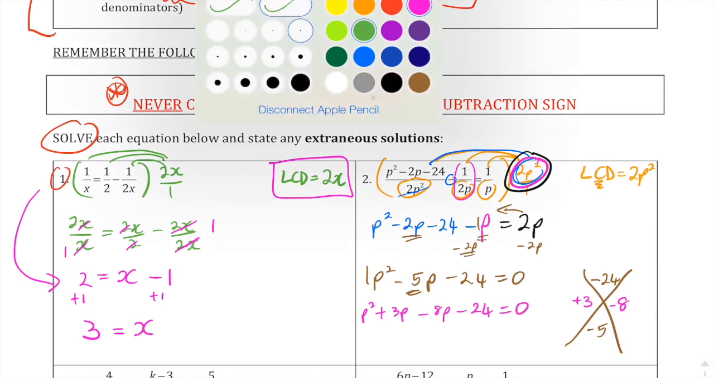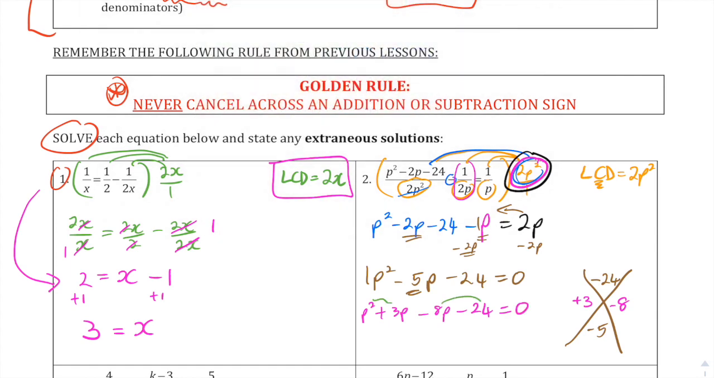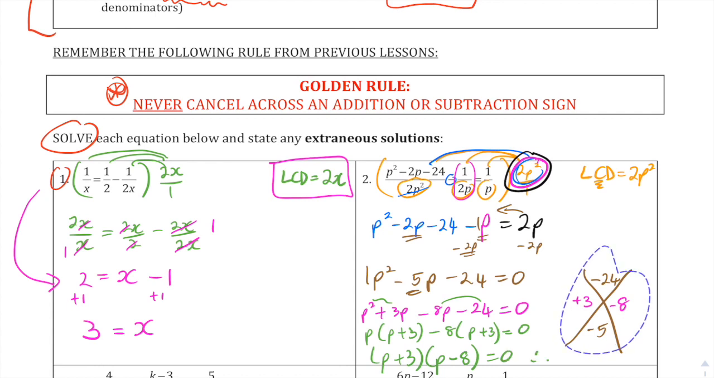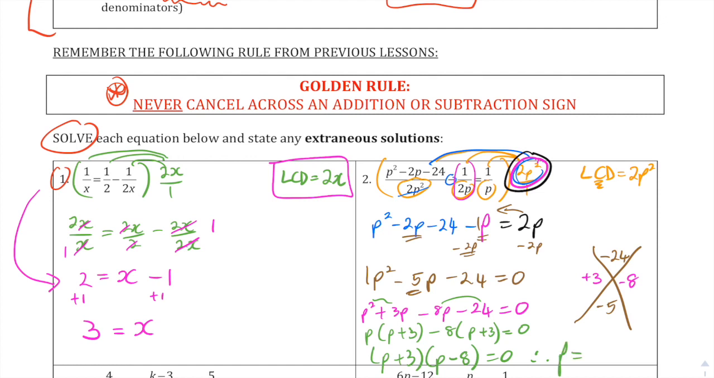And then I'm going to factor by grouping. So I'm grouping each of those. Take out our common factor here, p plus 3. Take out minus 8, p plus 3. And my factored answer is p plus 3 multiplied by p minus 8 equals 0. Therefore, the final step in the equation is to write down our answers. So p plus 3 times p minus 8 equals 0. Therefore, p must be minus 3 or 8.